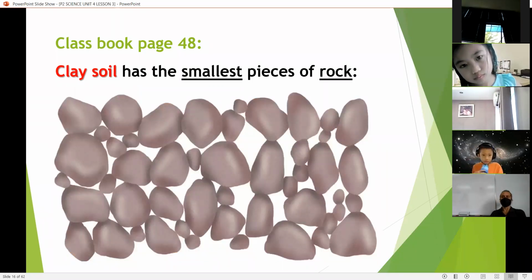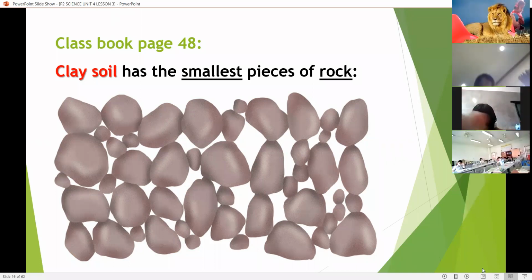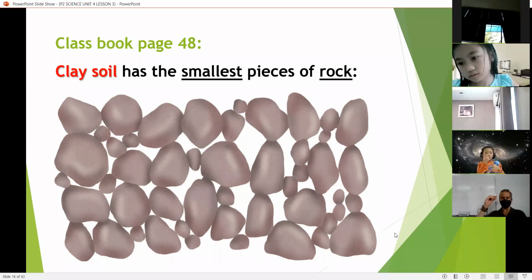Guys, whereas sandy soil has the biggest pieces of rock, clay soil has the smallest pieces.